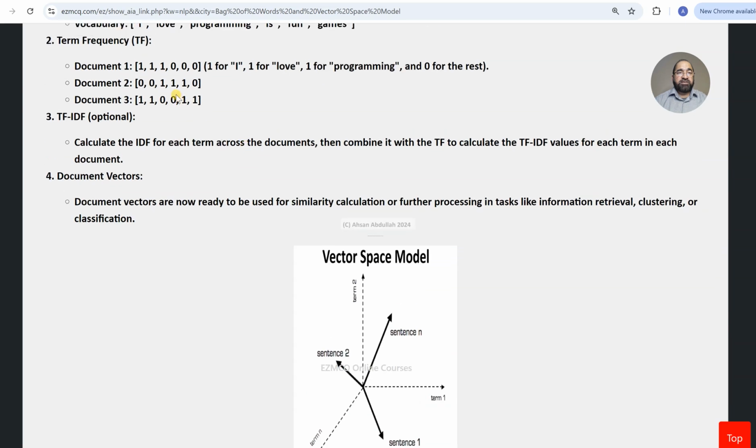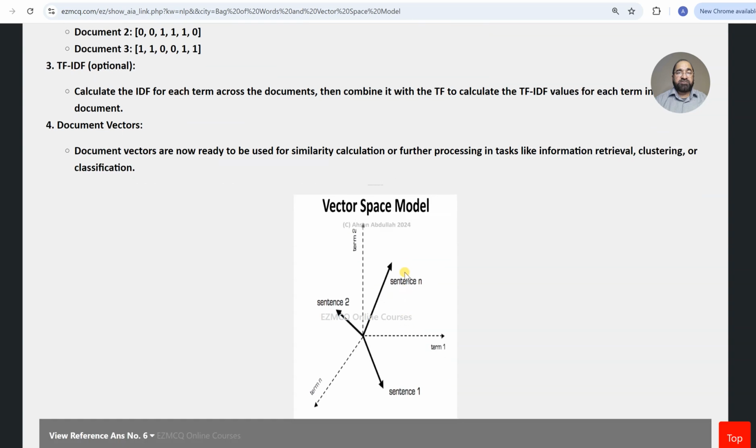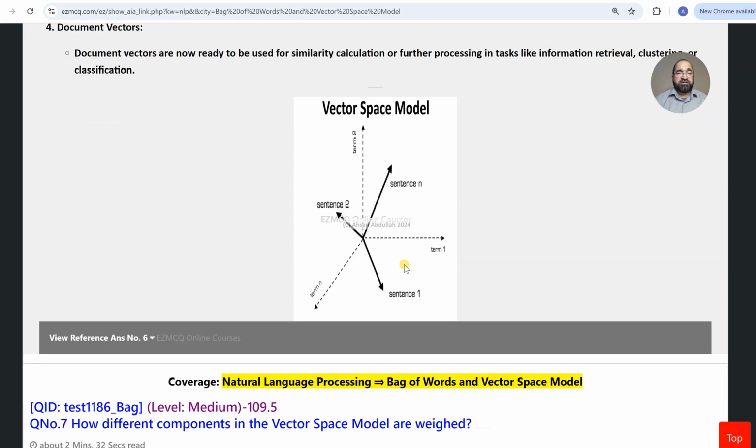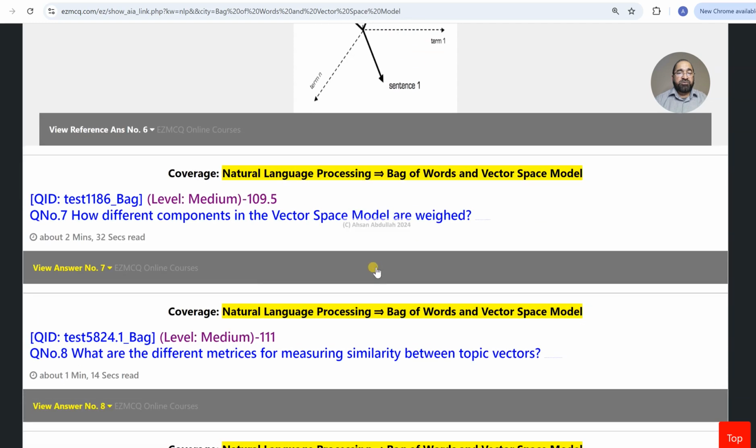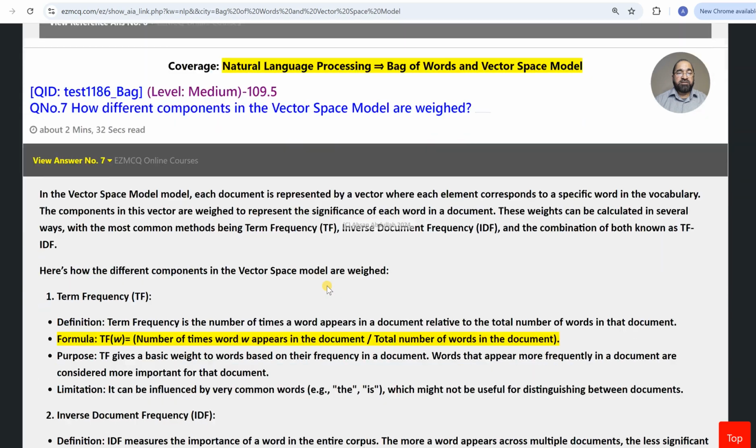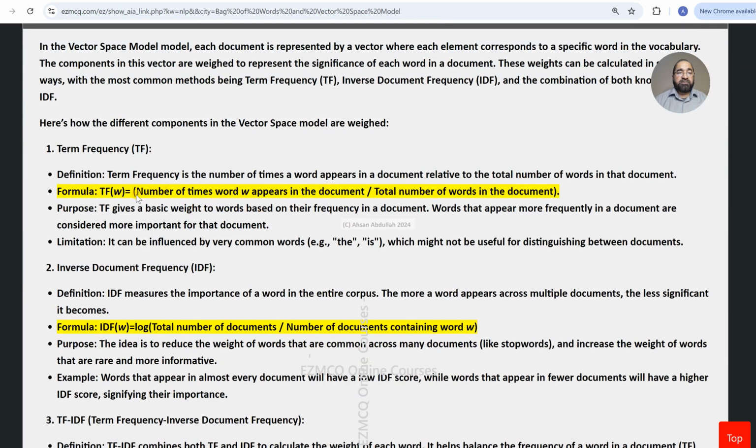So these vectors basically point to a multi-dimensional space. Of course it's not possible to show you 4, 5 and 6 dimensional space, so we are restricting ourselves to only 3 dimensional space, that is documents with 3 terms. Because 3 terms means this is a 3 dimensional space, so x, y and z. So how different components in the vector space model are assigned a weight, which I promised I'll explain to you. So we have this TF of W.